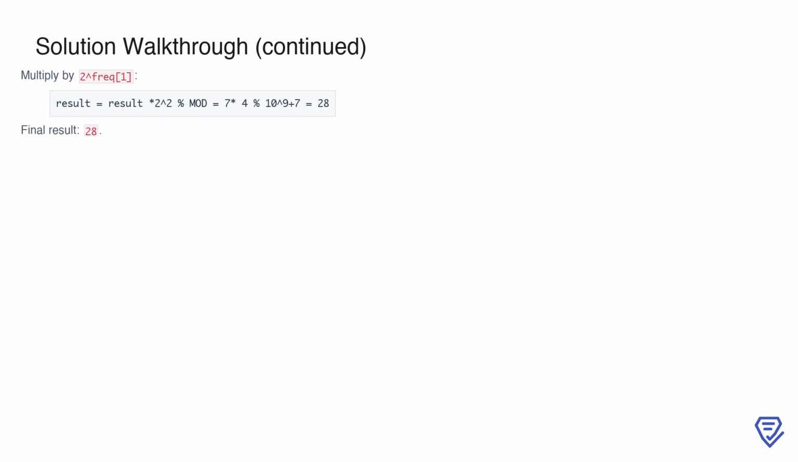Using the formula, result = result * 2^2 % mod, which is 7 * 4 % (10^9 + 7) = 28. This accounts for the subsets that include any combination of the 1s. The final result for this example is 28.